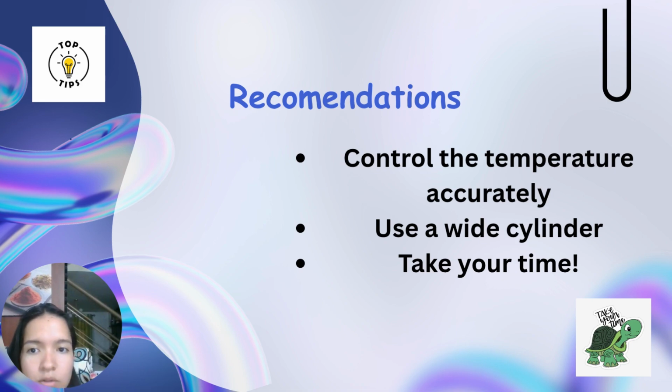When using the Stokes method, try to minimize wall effects by using a wider cylinder. As for the Brookfield viscometer, it's helpful to measure viscosity at different speeds using the same spindle. This can reveal whether the fluid behaves as Newtonian or not.